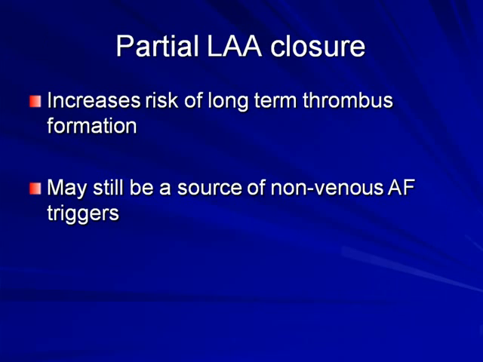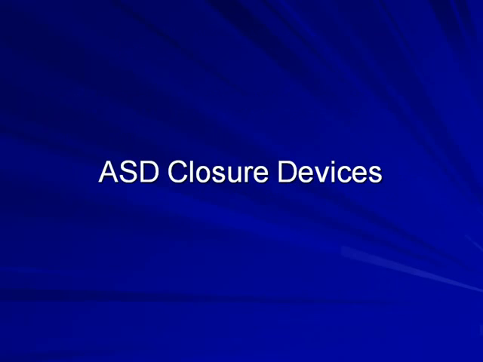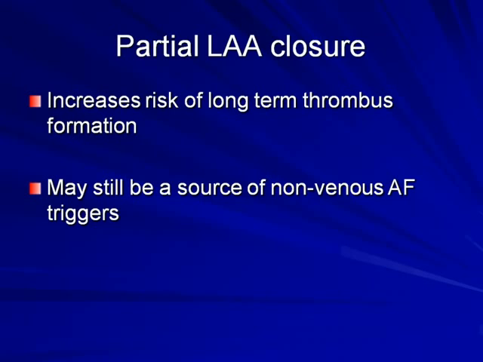So with a partial left atrial appendage closure, the problem is whoever did it frankly increased the patient's risk of thrombus formation. And as of right now, there's no way to address it other than surgical. Obviously, if somebody has a suture closure that's incomplete, if you went back in, you could probably complete the job by excising it, but there is no commercially available device that can address that. And just because it's ligated doesn't mean it isn't a source of non-venous triggers.